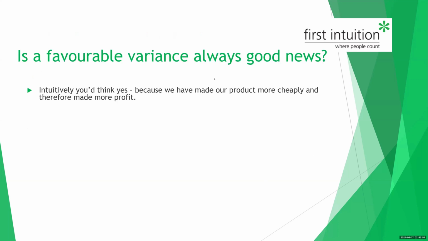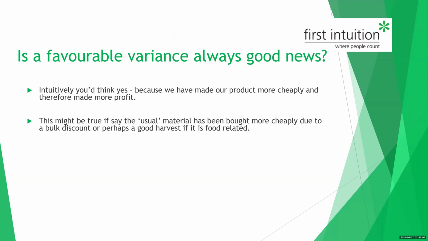Now, I mentioned earlier, a little asterisk, there's a question: is a favourable variance always good news? You would think, well, yeah, if we've saved money, made it more cheaply, we make more profit. Well, if there's a reason for it, so maybe we've got a bulk discount, or, I mentioned coffee again, a good harvest, so the price of our raw material has fallen. Nothing's changed, it's just as good as normal, so usual material, and for whatever reason we've been able to get a better deal. Great, then it is good news.